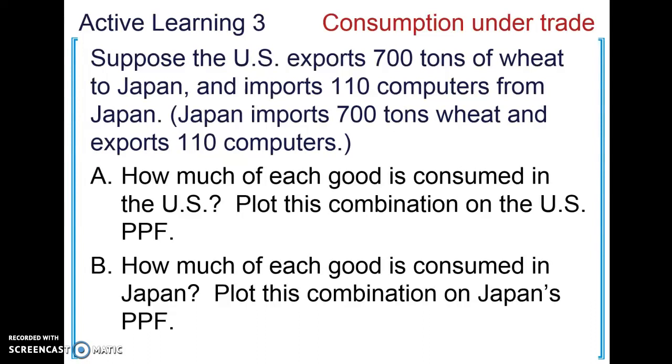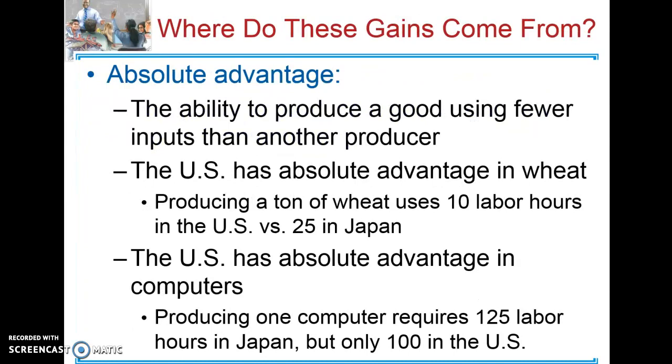And I want you to plot this combination on the U.S. PPF. And then how much of each good is consumed in Japan, and plot this combination on Japan's PPF. Our last active learning activity showed us that there are gains from trade, but where do those gains come from?